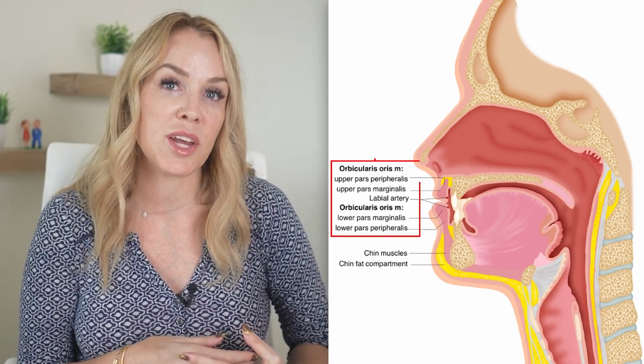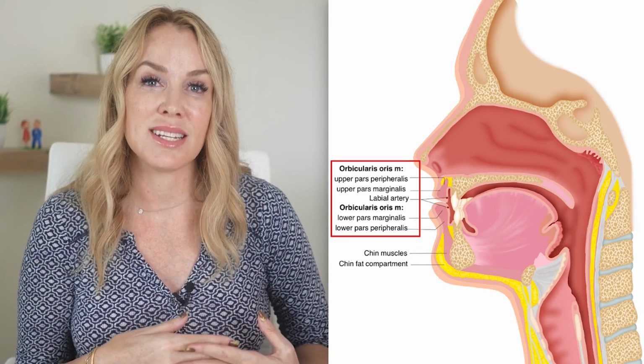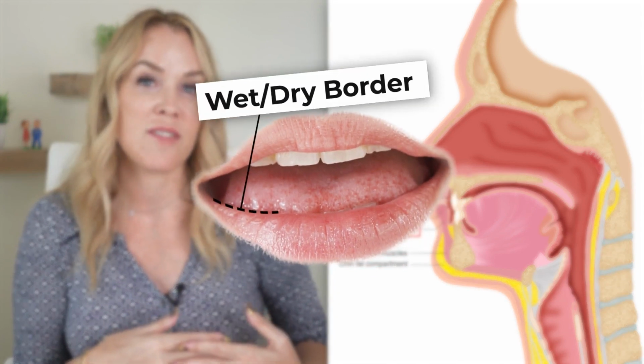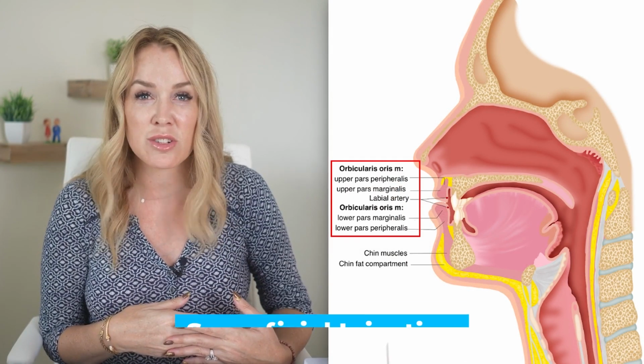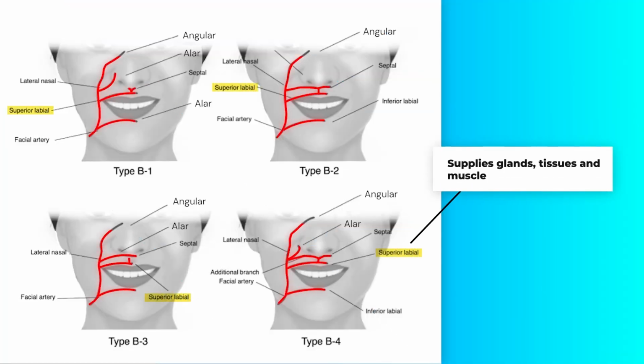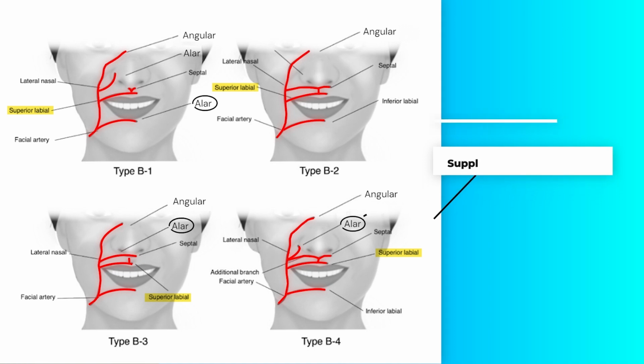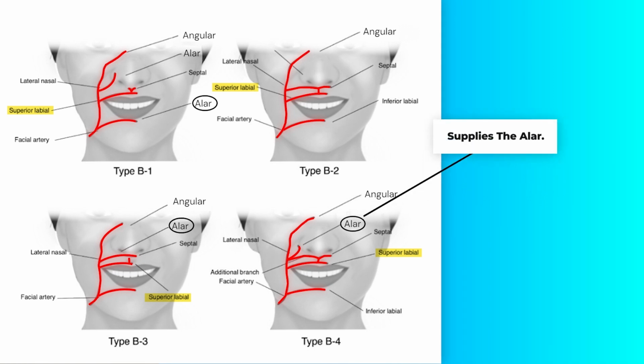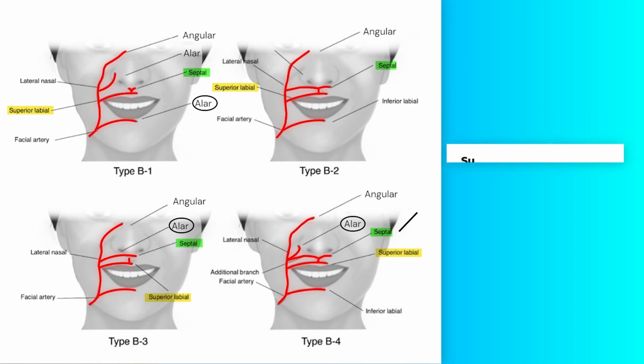At the level of the lip, the labial arteries penetrate the orbicularis oris and typically sit deep at the wet-dry border of the lip, and therefore superficial injections are generally safer than deeper ones in this area. The superior labial artery supplies the superior labial glands, tissue, and muscles, and has an alar branch which supplies the ala, and has a septal or columellar branch which supplies the nasal septum.